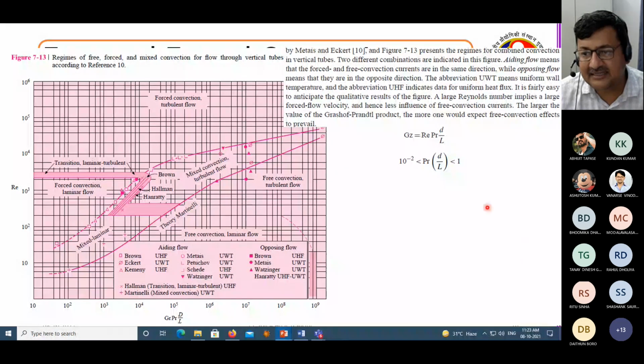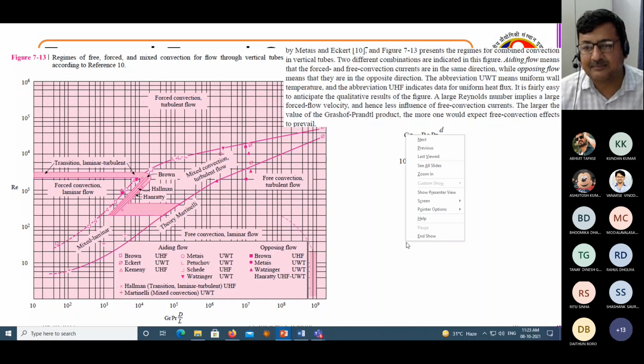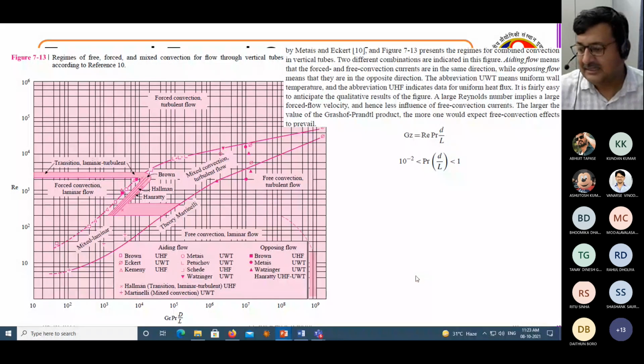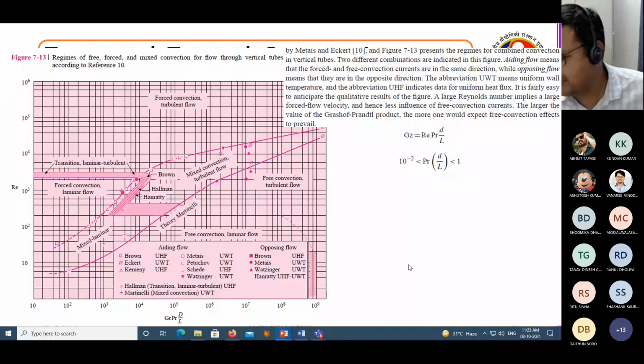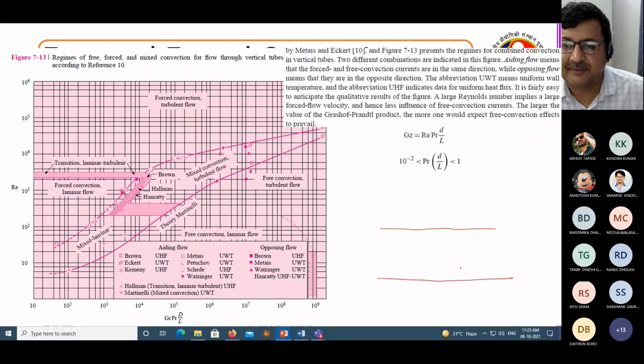After a certain length, the parabolic profile develops. That's why I wanted to reiterate this part. Suppose you have a pipe flow. So I take a pipe. At the entrance of the pipe, I have a plug flow.